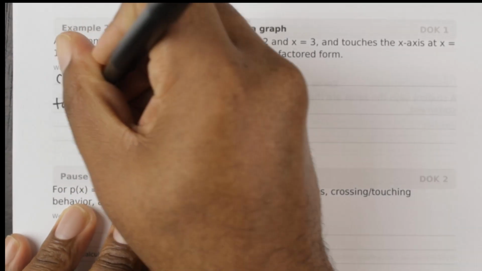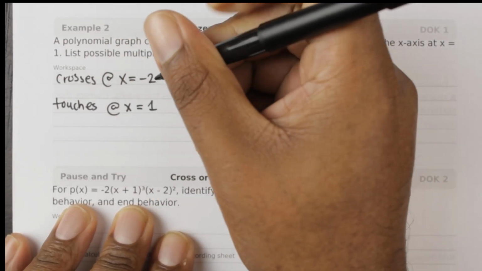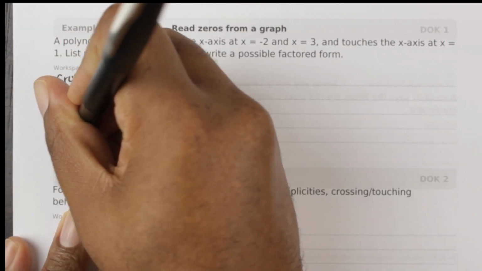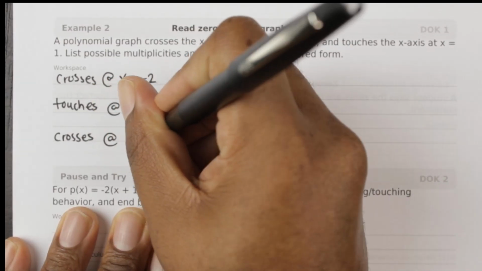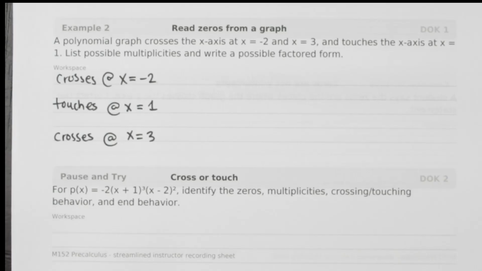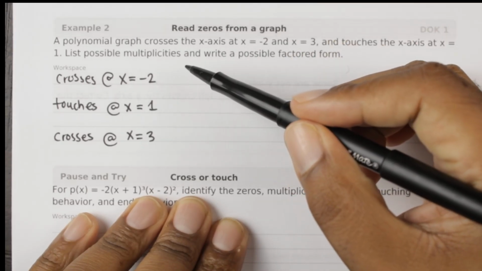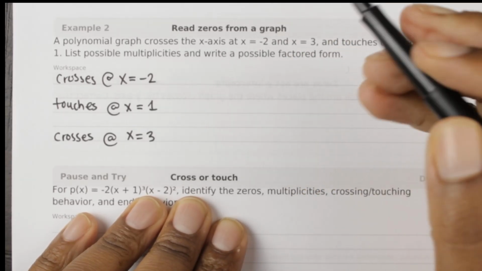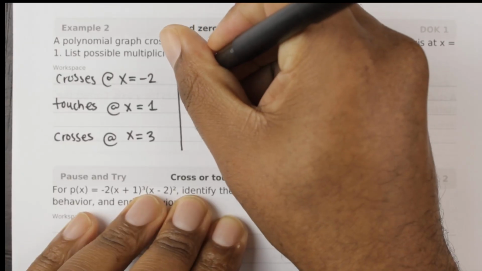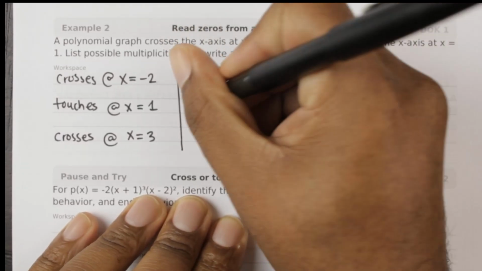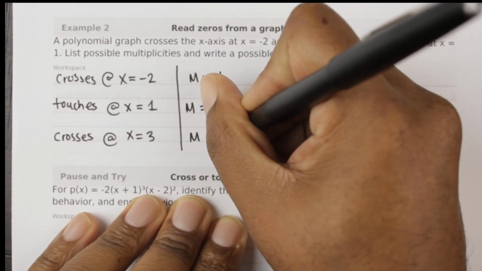Touches at x is 1. Then crosses at x is equal to 3. So the simplest possible multiplicity would be 1, 2, and 1. Okay. So multiplicity of 1, multiplicity of 2, multiplicity of 1.